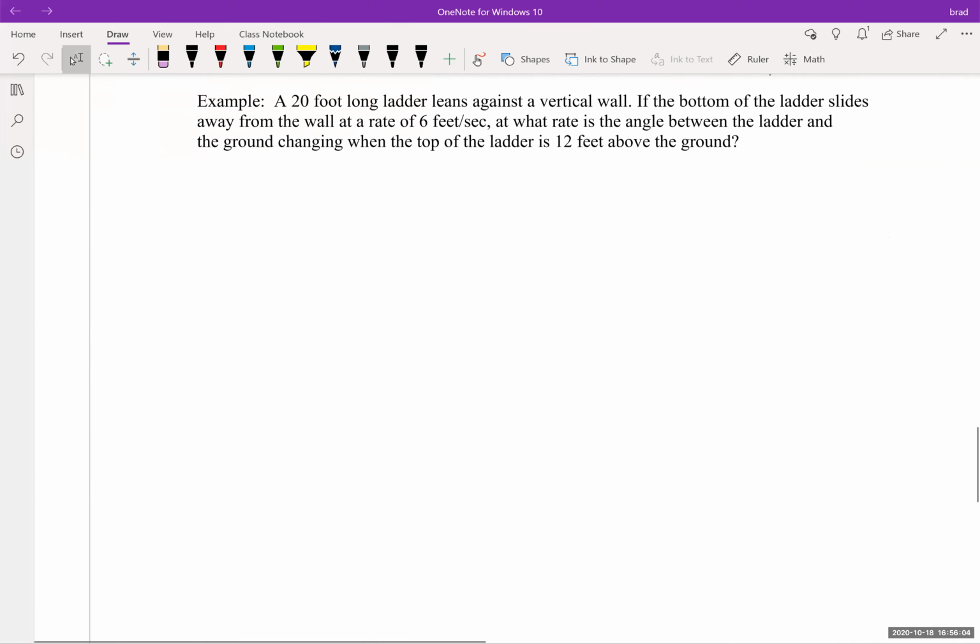All right, so let's try one more. It says a 20-foot long ladder leans against a vertical wall. If the bottom of the ladder slides away from the wall at a rate of 6 feet per second, at what rate is the angle between the ladder and the ground changing when the top of the ladder is 12 feet above the ground? Why don't you guys go ahead and pause the video. This one I didn't draw a picture; I want you guys to draw the picture. Try to figure out what formula you're going to use to relate everything. What equation will you use that relates? Go ahead and pause the video and get started.